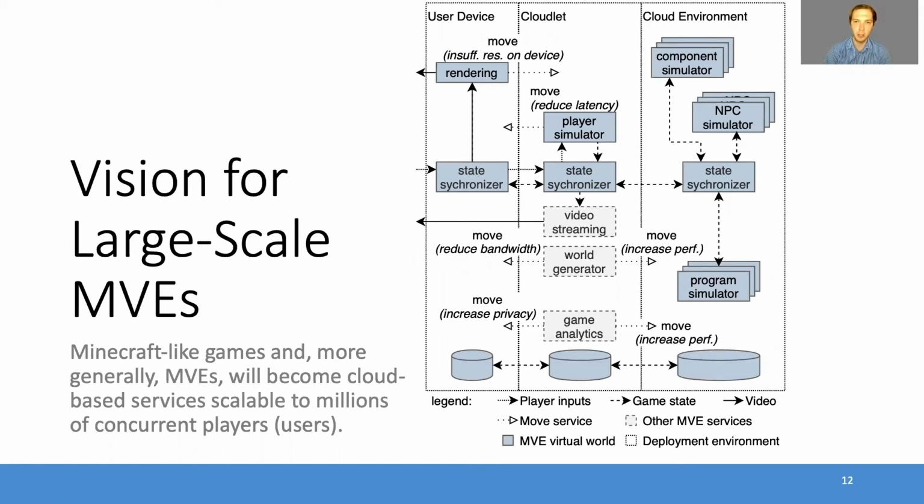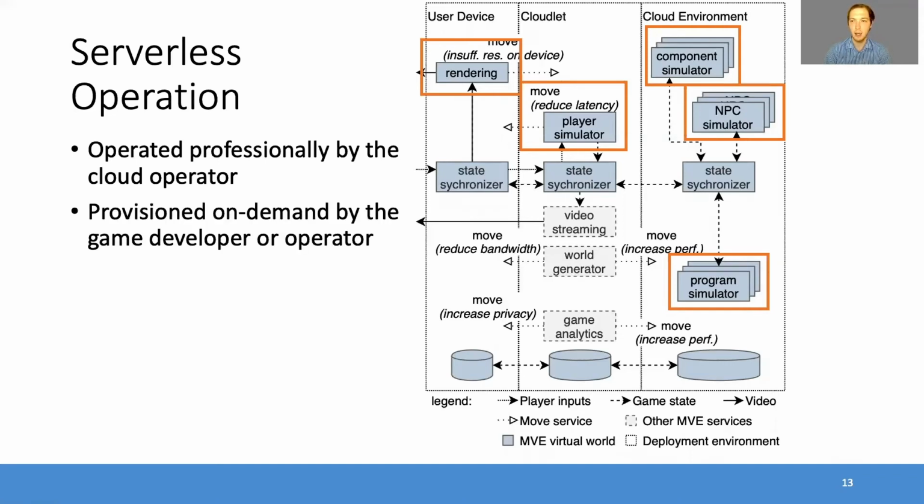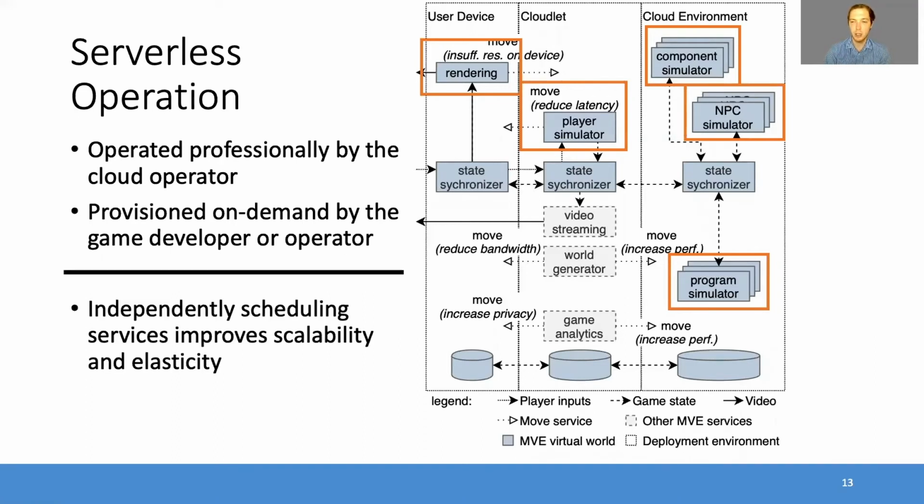There's lots going on in this figure, so I'd just like to highlight certain aspects. First, in our vision, the game simulators and other computationally intensive components, such as rendering, run as serverless services, where each service may consist of multiple serverless functions. Making these services serverless means that they can be professionally managed by the cloud operator and that they can be provisioned on demand by the game operator or game developer. It also allows independent scheduling of services, which can increase elasticity and address the scalability challenge that we identified a couple slides ago. Redesigning these systems as serverless also simplifies development because services can be modified and added independently.